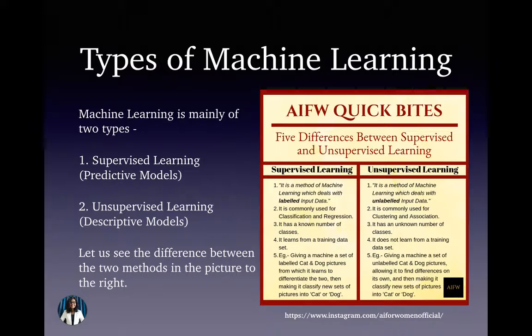So supervised learning, if we give a machine a set of labeled cat and dog pictures from which it learns to differentiate the two, then we can make it classify new sets of pictures into cat or dog. While for unsupervised learning, if we give a machine a set of unlabeled cat and dog pictures, we allow it to find differences on its own and then separate out new sets of pictures into that of a cat or that of a dog.